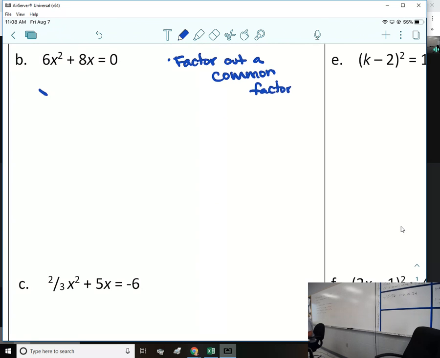I heard x. Is there something else that they have in common? 2. So we're going to factor out a 2x. To factor out a common factor, you put it outside of the parentheses, and then you do the reverse of the distributive property. Distributing, you're multiplying. When you're factoring out a common factor, you divide. So we divide each of those by 2x, and we end up with 3x plus 4.